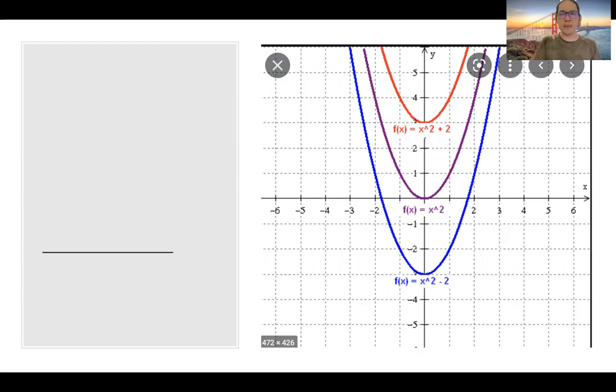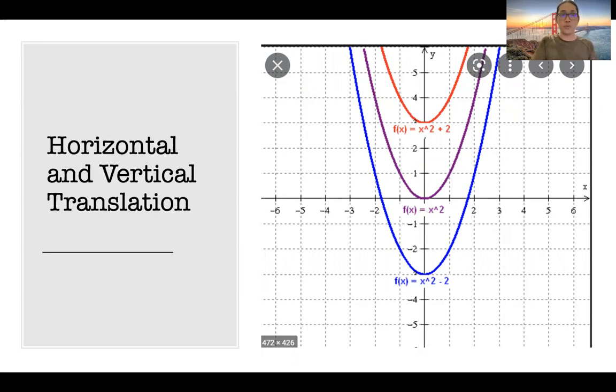So for today's topic, I discussed last time horizontal translations and vertical translations. Now we will continue with the topic that we had just started about transformation. So to start, of course, we have the horizontal and vertical translation for this session.